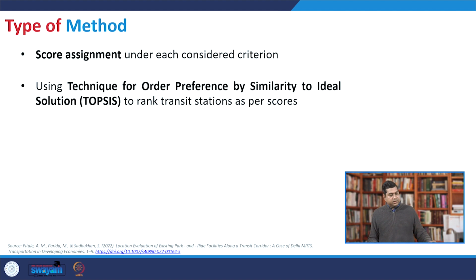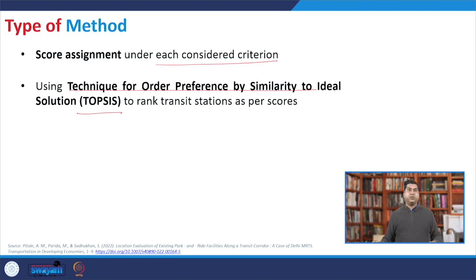Next is the method, the score assessment under each criterion was considered, and in this method we have used the technique for order preference by similarity to ideal solution, TOPSIS. Whenever your data is not normal, this can be very well used with categorical variables or maybe some ordinal data. This is a very useful multi-criteria decision making technique. So I am not going to discuss the steps of this. It is described in the paper, so I would suggest that you go through it to understand the stages.